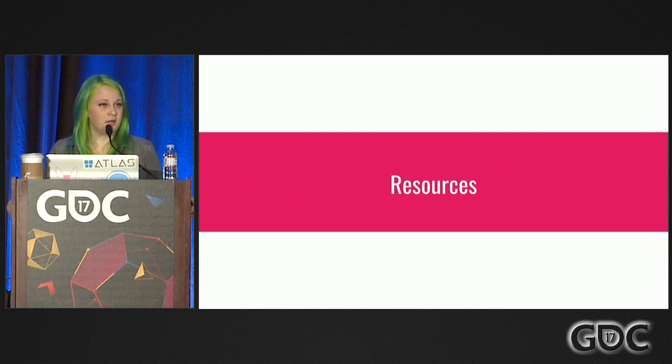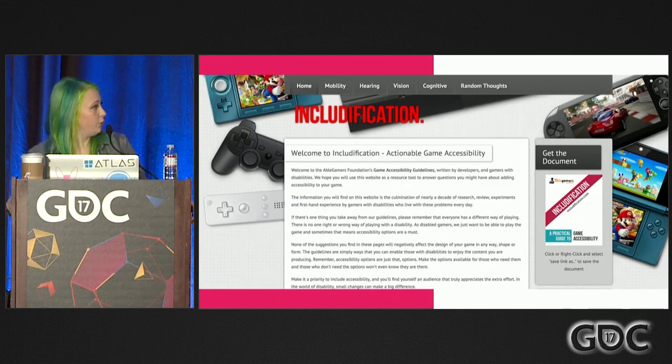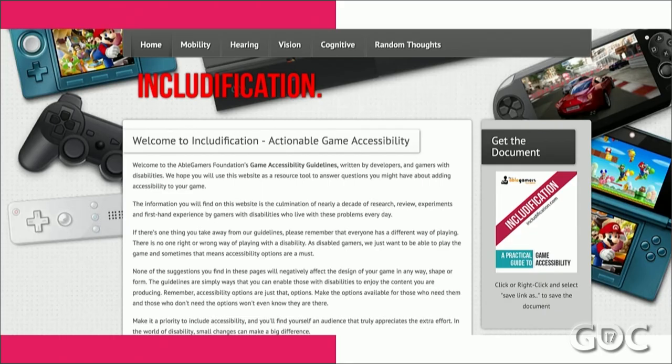So, all right, you may be interested at this point in doing your own accessibility adventure. So I was going to go ahead and go over in a little bit more detail what we use to make our report card. So the first one is includification, which is done by a really popular charity for disabled gamers here in the US called Able Gamers. And you can download it as a PDF, or they just have their website.